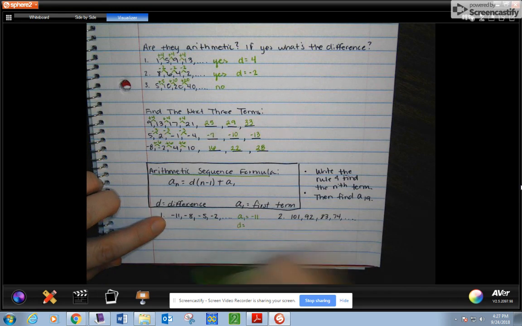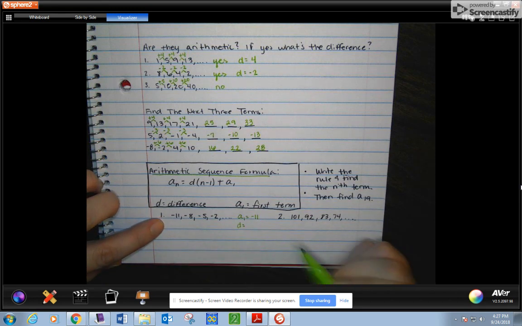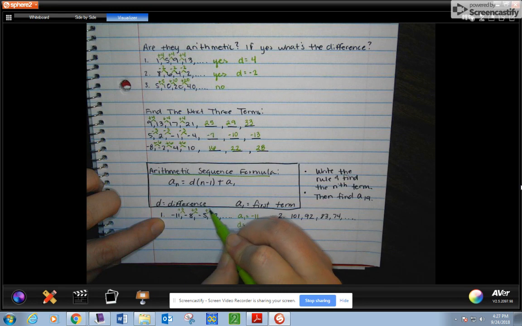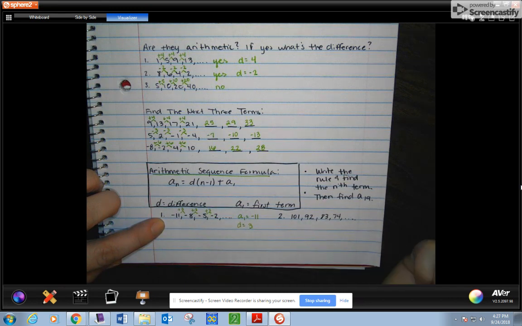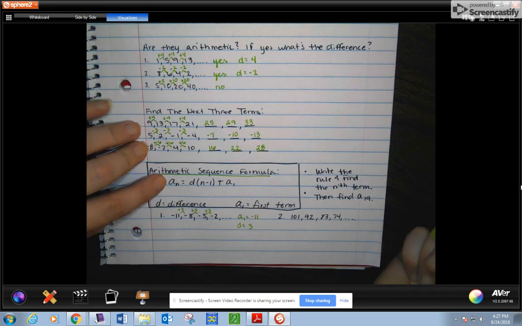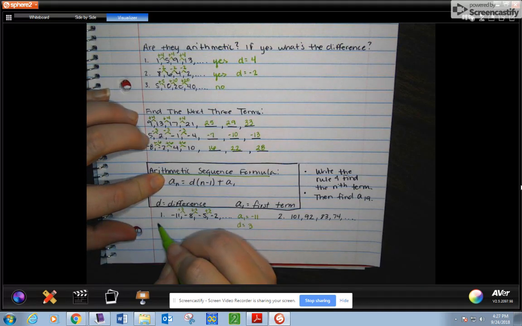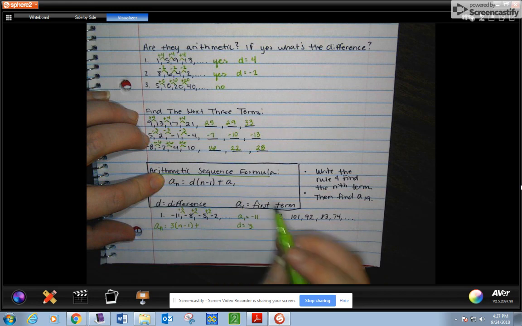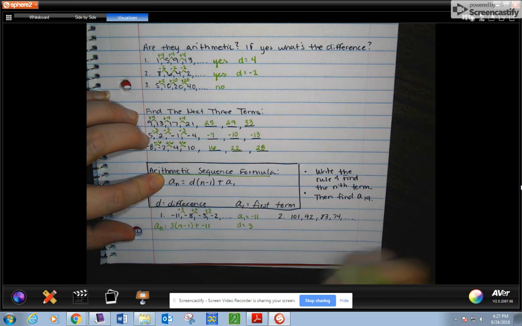Your difference, you're just figuring out how much it's changing by. Your numbers are actually getting bigger, so you are adding, and we are adding 3 each time. Since we're adding 3 each time, our difference is 3. Now all you have to do is take this formula and plug it in. We're going to do a sub n equals d, which is 3, times n minus 1 plus, and now I plug in a sub 1, which is negative 11.